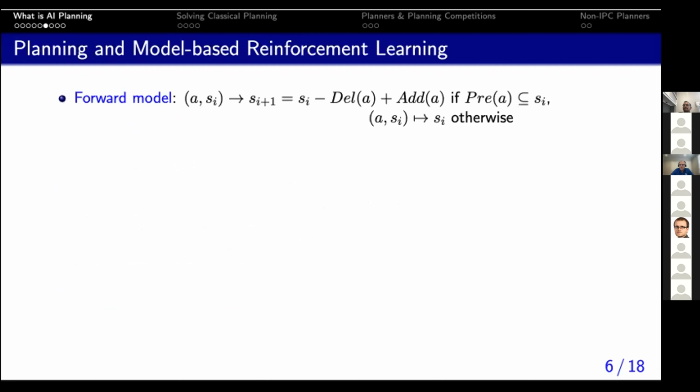By now, you must be wondering what is the connection between planning and the field that has received a lot of attention in recent years, reinforcement learning, specifically model-based reinforcement learning. While planning and RL were developed separately, there is a tight connection between the two fields. In what follows, I will show how a STRIPS planning task can be used to define the commonly used models in RL. For the forward model, we need to define the next state, given the current state and an action. This is done the same way as in the planning model, with the difference that non-applicable actions map a state to itself.